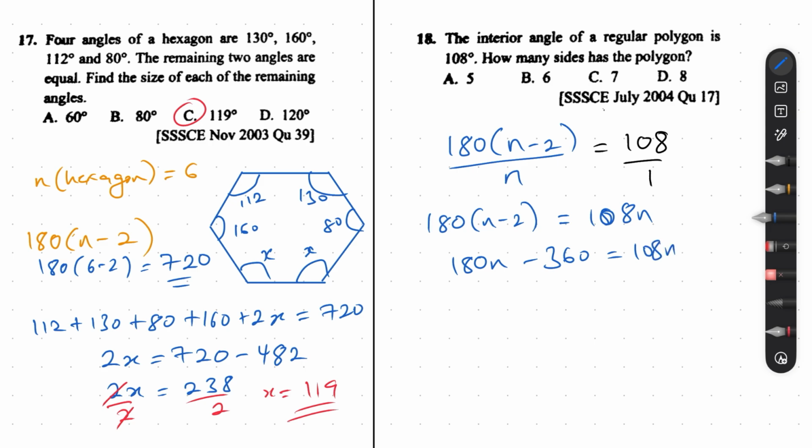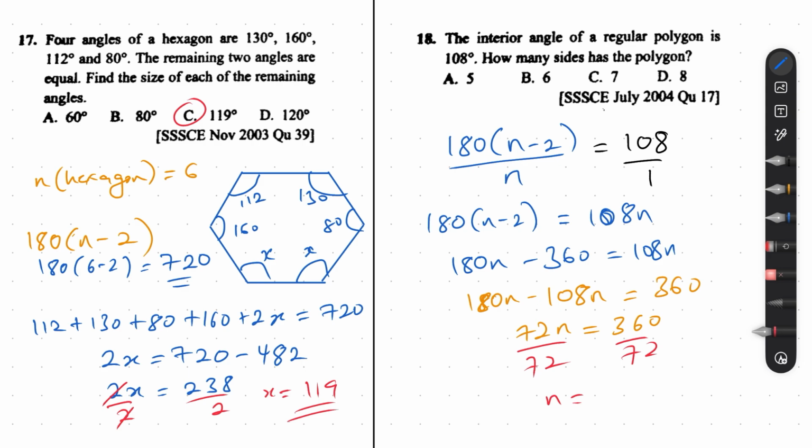When we group like terms, we have 180n minus 108n to give us 360. That will give us 72n equals 360. Let's divide both sides by 72. What do we have? N is equal to 5. So that is our answer, A.